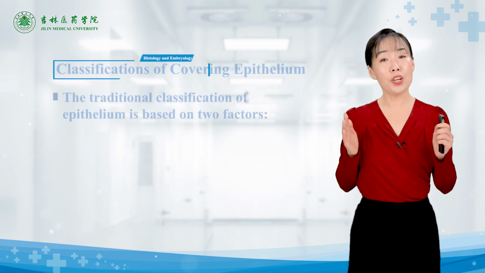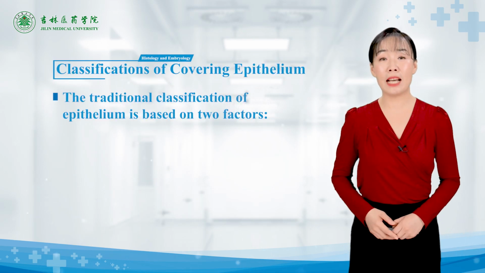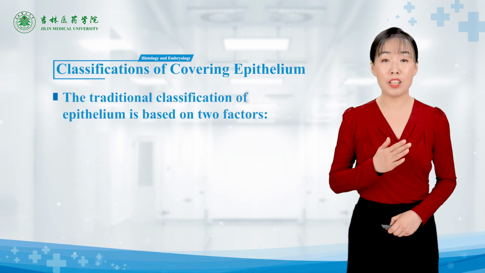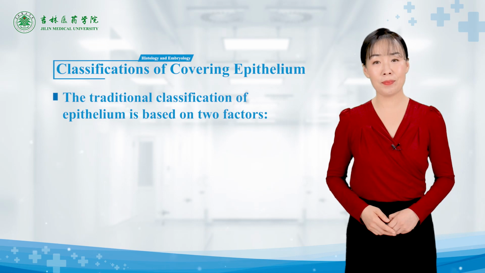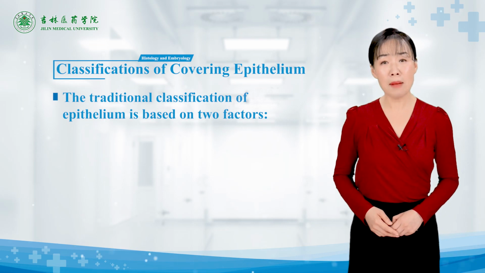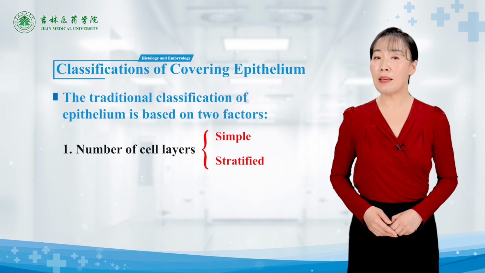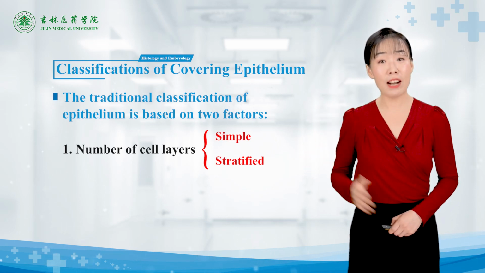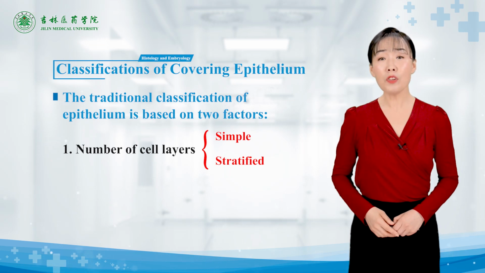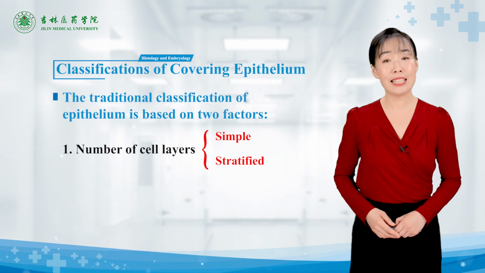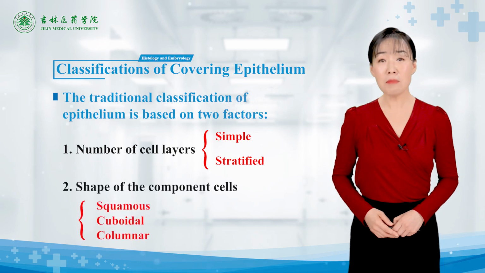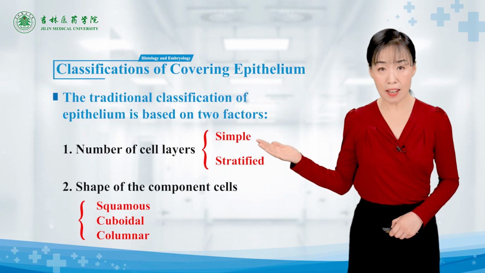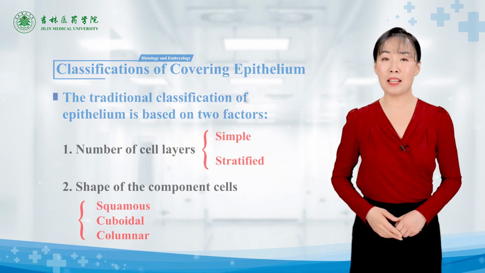The traditional classification of epithelium is based on two factors: the number of cell layers and the shape of the component cells. According to the number of cell layers, the epithelium is divided into simple epithelium and stratified epithelium. According to the shape of the component cells, the epithelium is divided into squamous epithelium, cuboidal epithelium, and columnar epithelium.